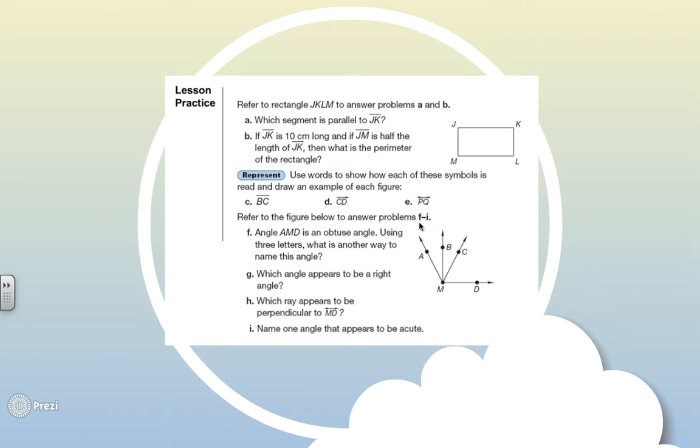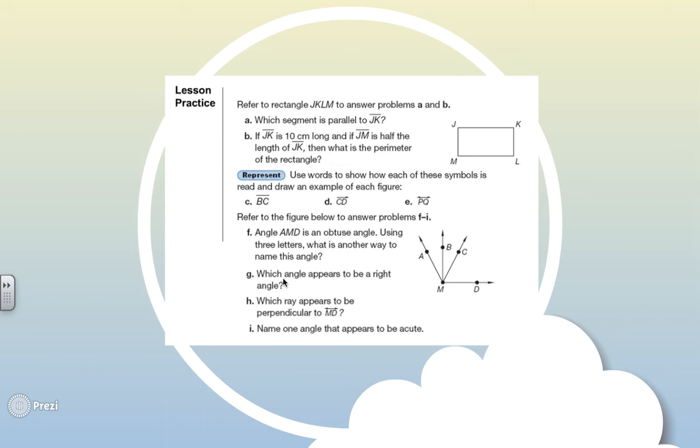Okay, now for letters F through I, you are going to find, let's see, angle AMD. So we're going to name angles, all right? This is an angle, right? AMB is an angle, AMD is an angle, AMC, BMC is an angle. All of these are different angles that are connected with one another through the endpoint M. Okay, so look at AMD right here, right? That's an obtuse angle. Using 3 letters, what is another way to name this angle? All right, so you have to use these AMD. Find another way to name this angle, okay?